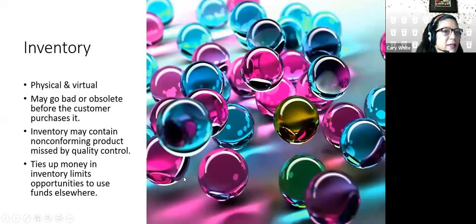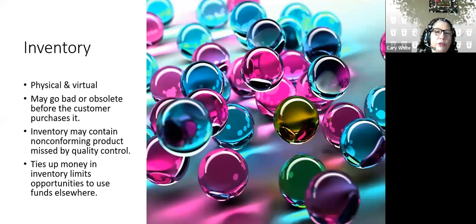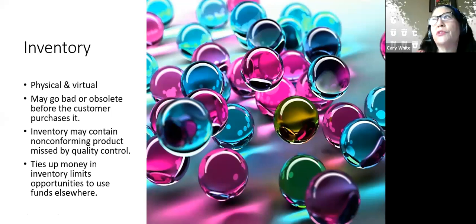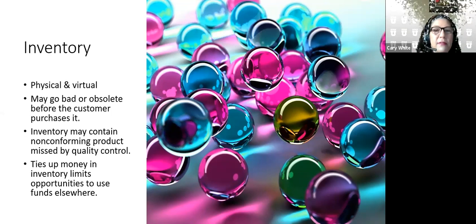All right, so next is inventory. How many marbles do you have in your inventory, right? And again, I say this over and over, physical and virtual, right? In some cases, inventory can go bad. If you've got a manufacturer or someone who stores food products or medical grade products, that stuff has a timeline. You can't just store something for 3 years necessarily. Whereas if you're just storing cardboard boxes, that's probably going to last a lot longer, although realistically even something like that could degrade over time.